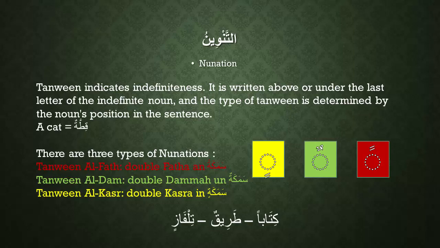There are three types of nunations. Tanween al-fath, which is double fatha, and we read it as an. For example, samakatan. Tanween al-dam, double dhamma, we read it as un. Samakatun. Tanween al-kasr, which is double kasra, we read it as in. Samakatin. Let's read the words together.